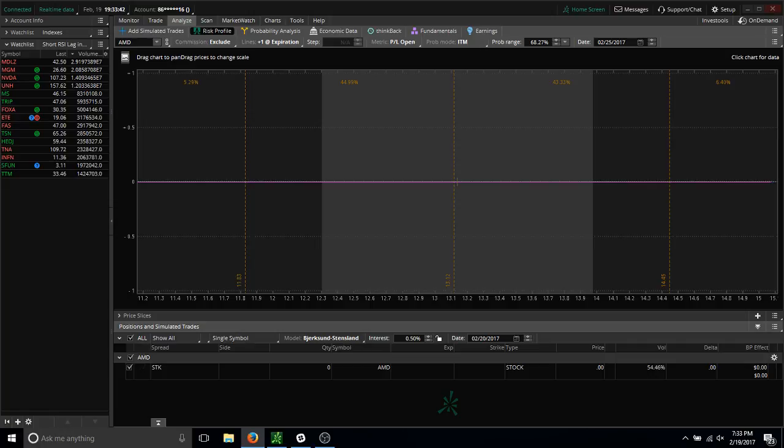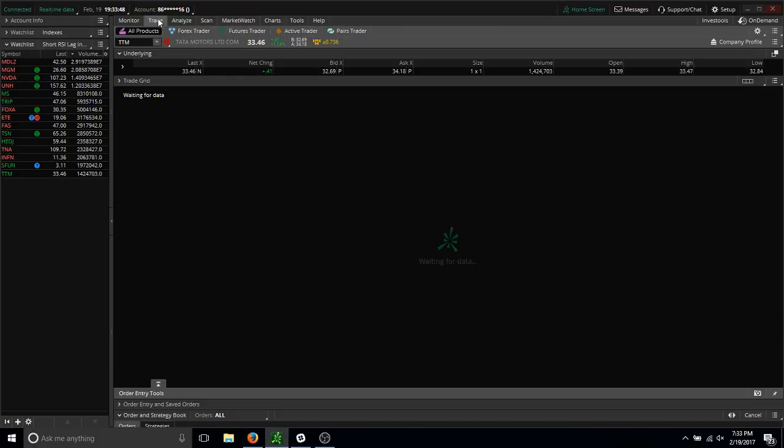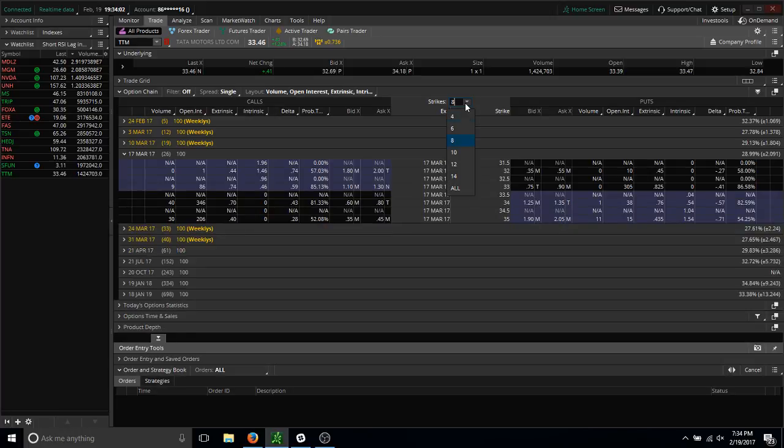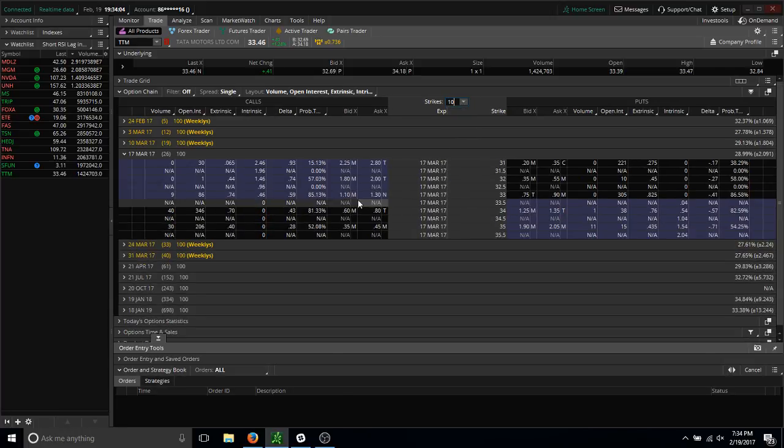All right, so we're going to start on AMD here. This is my trade as of end of day Friday. Here's how you want to start loading it into the Analyze tab.